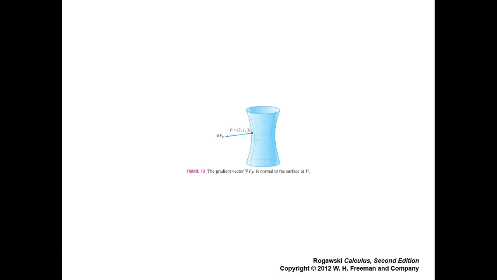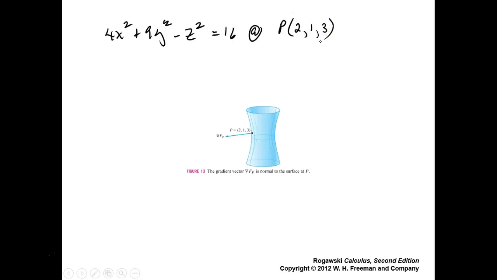Here's the problem. Find an equation of the tangent plane to this surface, and they don't write it down, so I'll have to write it down for you. 4x squared plus 9y squared minus z squared is equal to 16 at, sorry, point 2, 1, 3. Okay, at that point, 2, 1, 3.